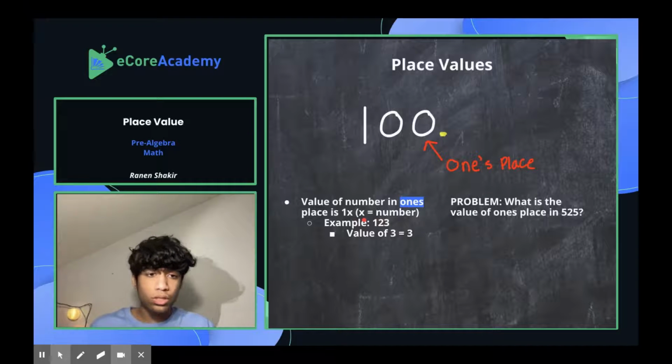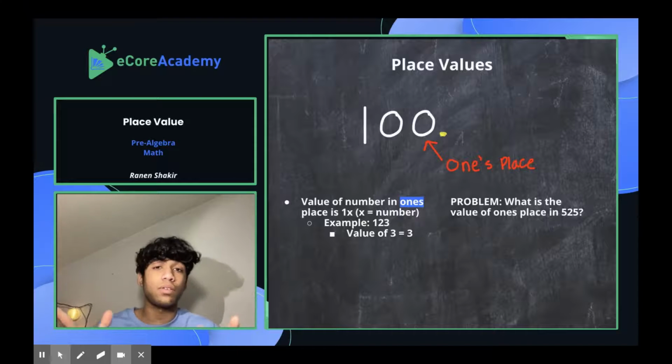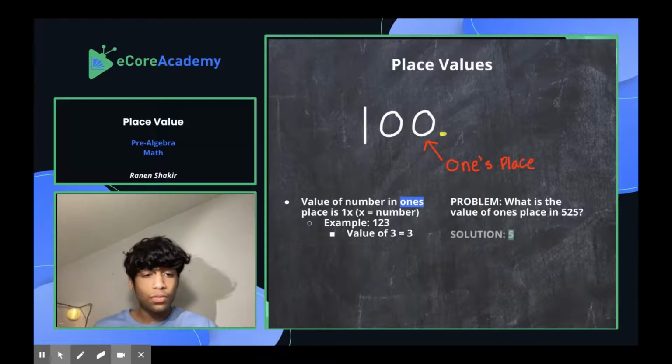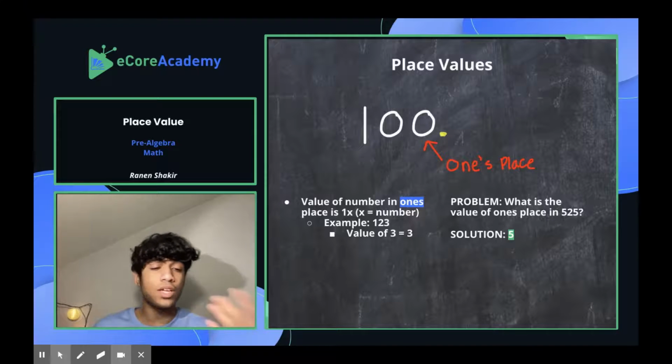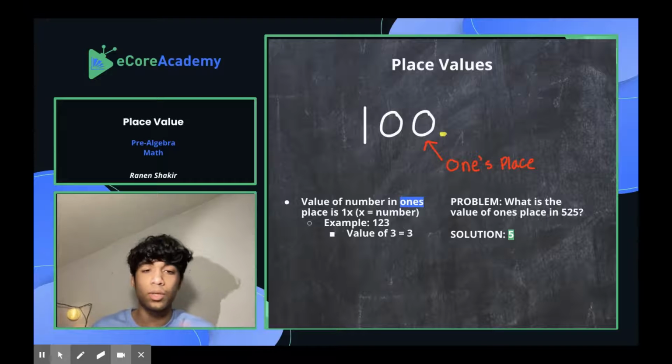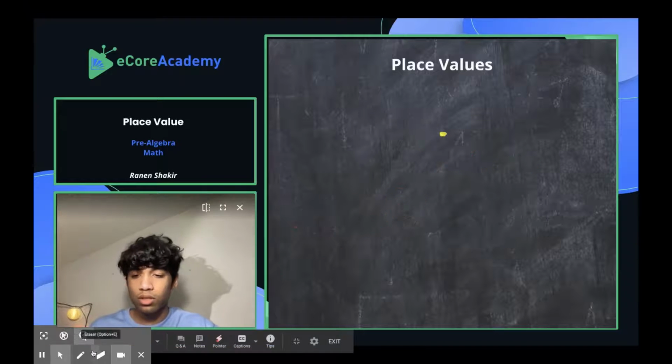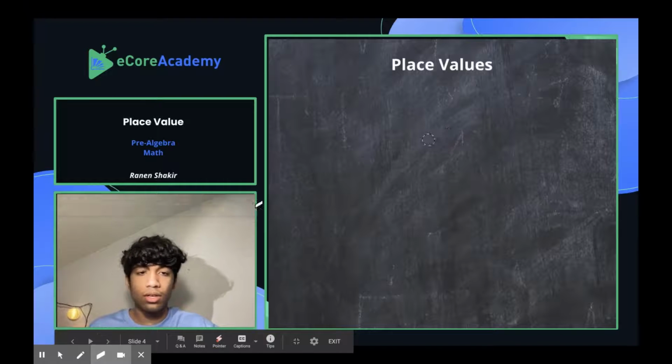So with this knowledge, tell me what the value of the ones place is in 525. I'll give you 2 seconds to figure this out, because that's all it should take. And if you said 5, you're correct. The value of the 5 in 525 is 5, since it is its own number in the ones place, as we just said before. So that's the ones place. Let's get rid of this dot right here.